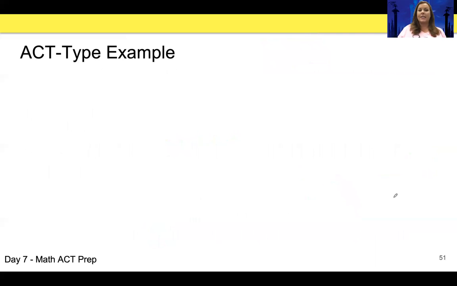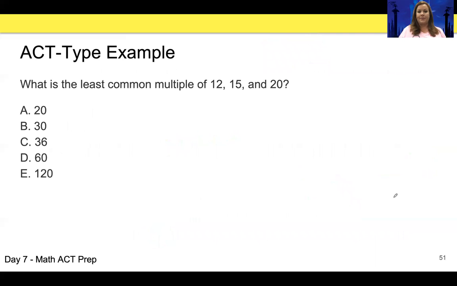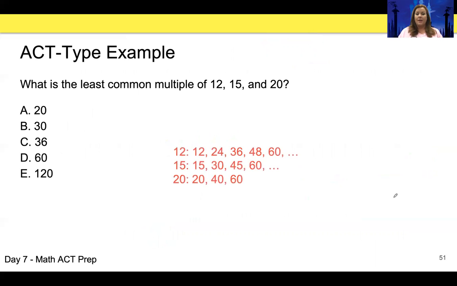Now, let's look at our ACT example. What is the least common multiple of 12 and 15? Take a few seconds, see if you can figure it out. Okay. If we do, and again, this is the long way without a calculator, if we do the multiples, we go 12 times 1, times 2, times 3. We do 15, we do 20, and you can see the least common multiple that they share in common is 60.